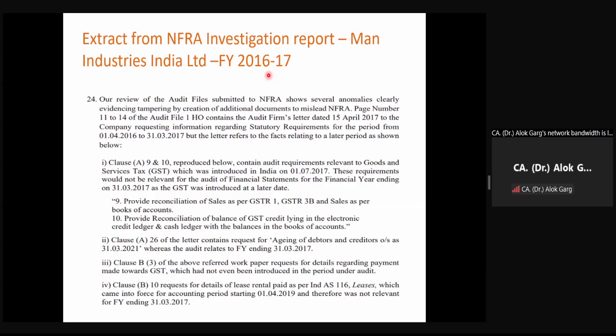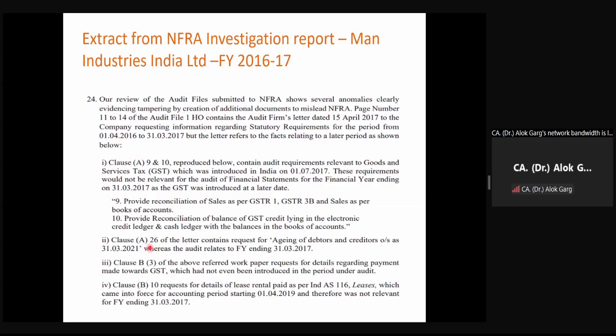I have just put the extract of that report. I want to read it for all of you, and you will be surprised. Our review of the audit file submitted to NFRA shows several anomalies clearly evidencing tampering by creation of additional documents to mislead NFRA. Page number 11 to 14 of the audit file contains the audit firm letter dated April 17, requesting information regarding statutory requirements for the period from 1st April 16 to 31st March 17, but the letter refers to facts relating to a later period, as shown below.